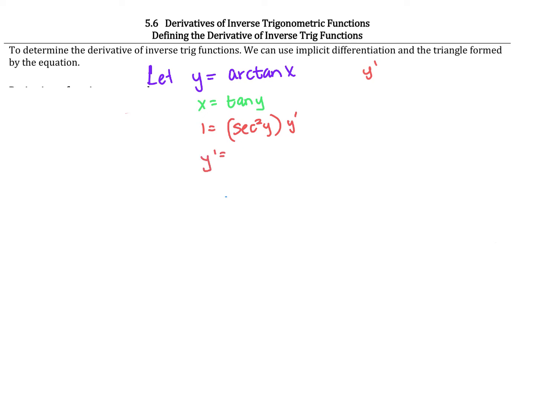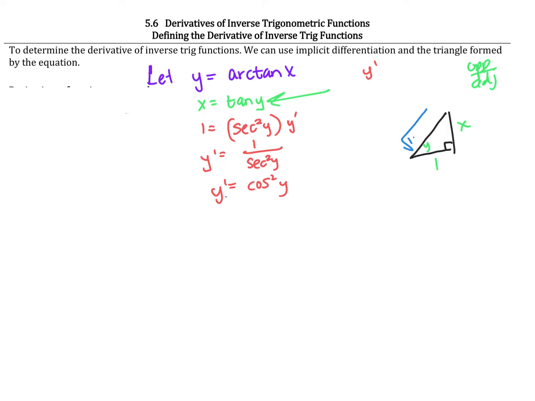So if I solve for y prime, I get that y prime is 1 over secant squared of y. Sorry, 1 over secant squared of y is cosine of y. So we again have this same issue that everything is in terms of y instead of x. So let's draw our right triangle. Again, using this fact, tangent of y, well, tangent is opposite over adjacent. Tangent of y is x, so this is going to be x over 1. And we can again use Pythagorean Theorem to find out what that hypotenuse is.